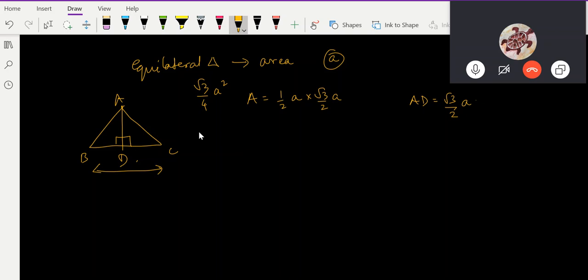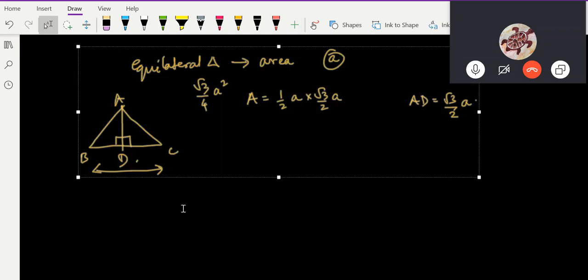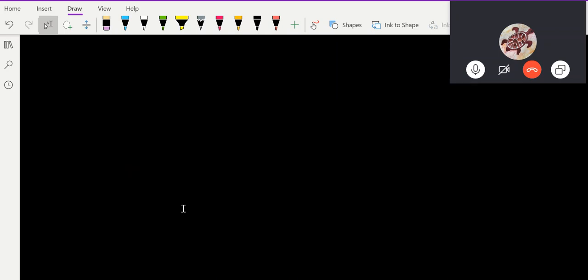Okay. Now let us see how we can find out the coordinates now of each of these points.